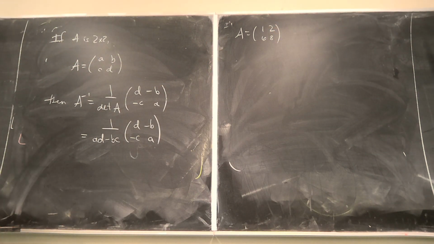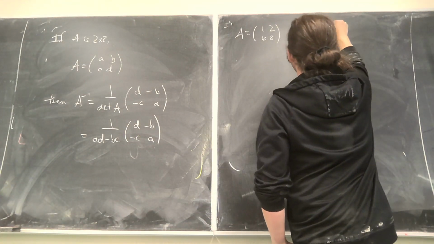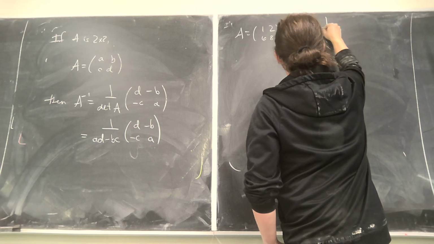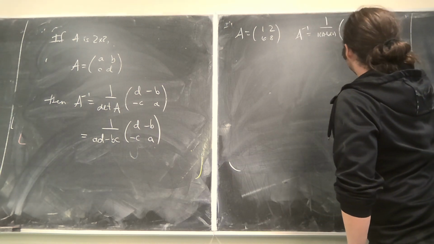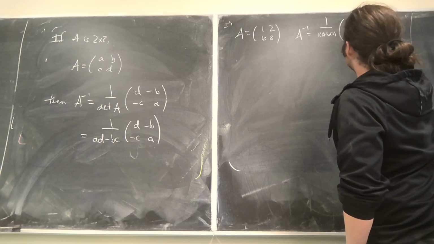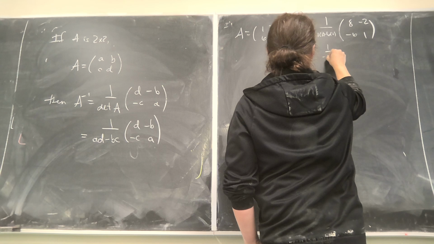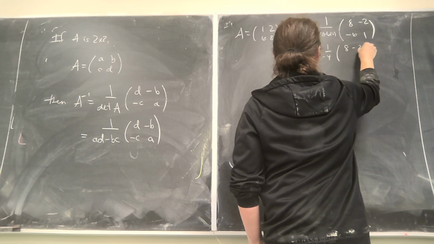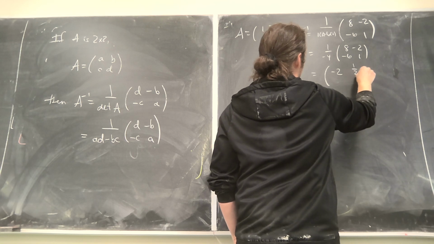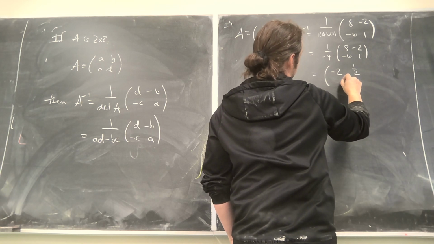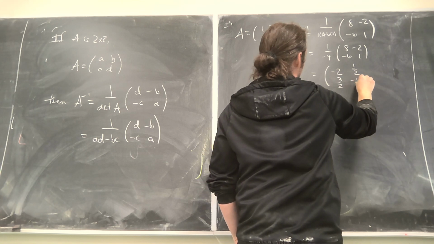That formula says A inverse should be equal to 1 over (1 times 8 minus 6 times 2), and then we're going to have an 8 and a 1, and we'll negate these entries with a minus 2 and a minus 6. That gets us 1 over negative 4 times [8, minus 2; minus 6, 1], which is [minus 2, 1/2; 3/2, minus 1/4].